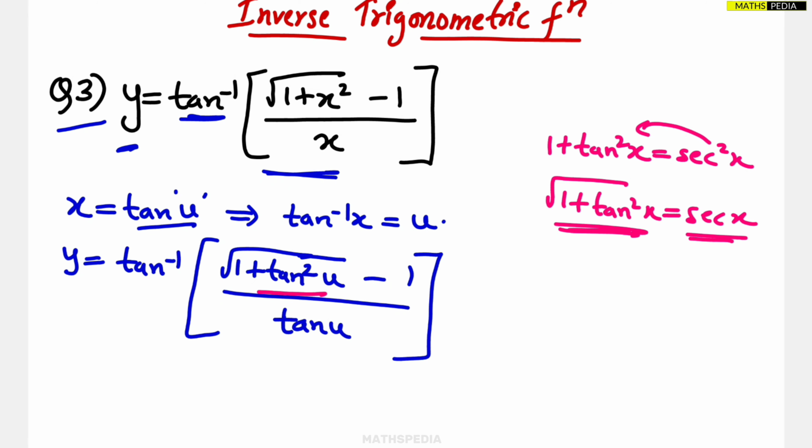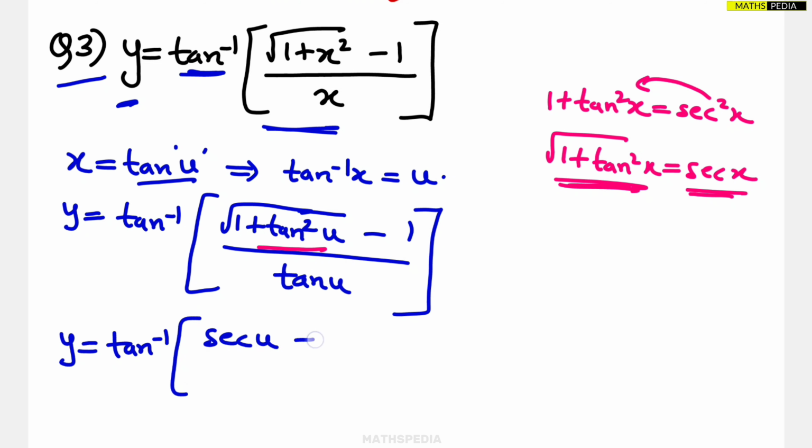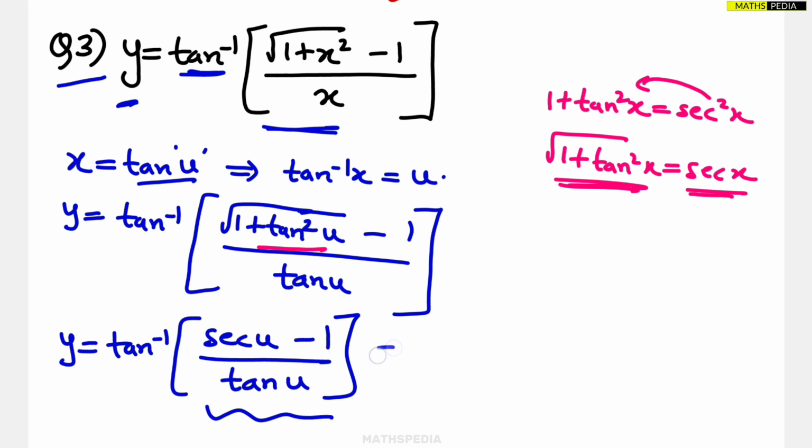Here the variable is u, so that will become secant u. So y can be further simplified as tan inverse of (secant u minus 1) by tan u. Don't write secant x, okay? The variable here is secant u. Now I have to somehow get the value as a tan function. We don't have any direct formula for this.